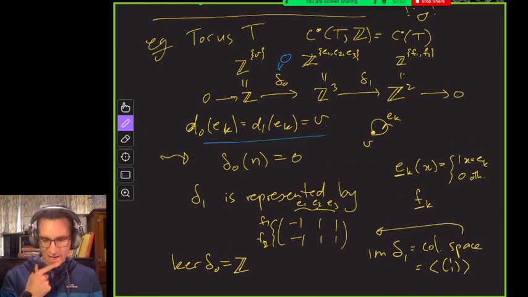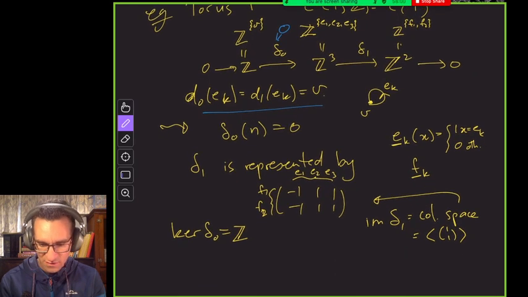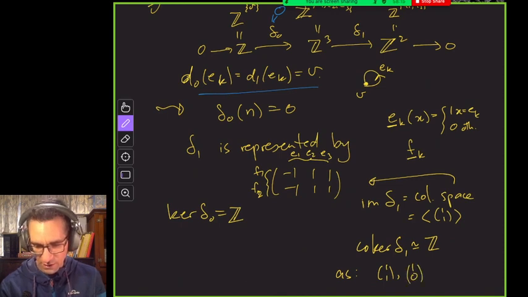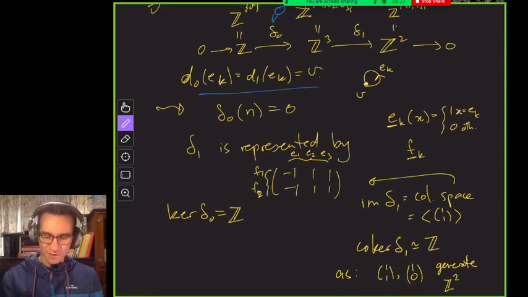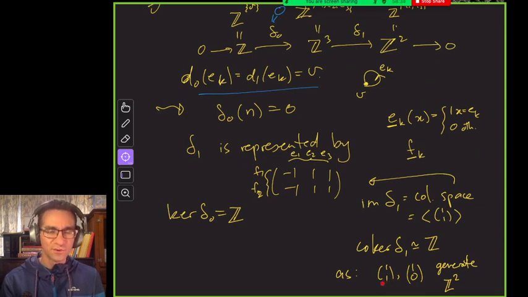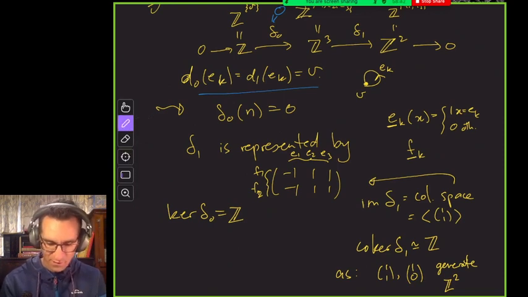And so definitely it's not onto, and we can think about what is a co-kernel, and the co-kernel is isomorphic to Z. And 1, 1, and say 1, 0 generate Z squared. So the image is precisely the subgroup generated by this generator. And so when I kill the image, I kill this generator, and I'm just left with this one. So another thing we could look at is the kernel of delta 1.